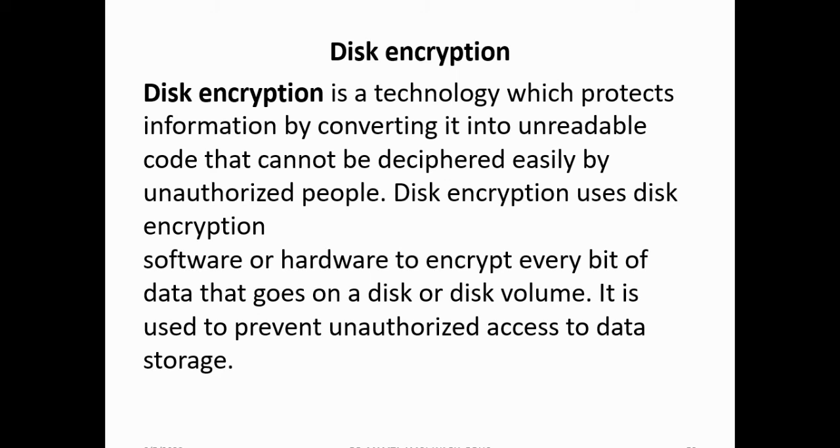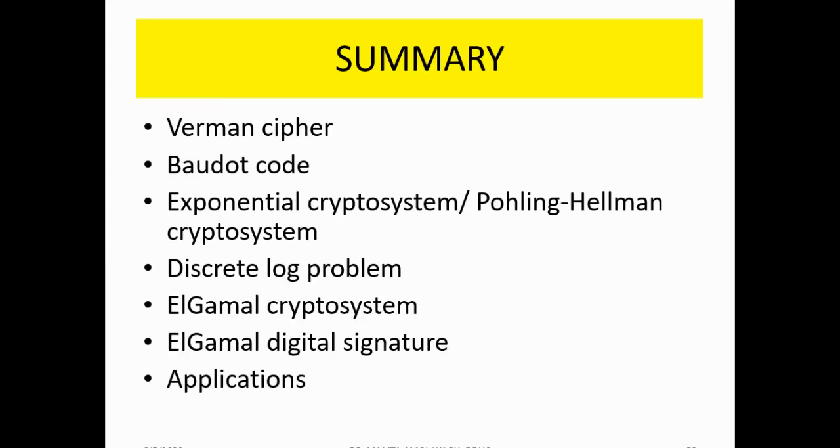Next is disk encryption. Like when you have a hard disk, with disk encryption you encrypt the whole data on your disk and nobody can see what you have saved in it. Disk encryption is a technology which protects information by converting it into unreadable code that cannot be deciphered easily by unauthorized people. Disk encryption uses software or hardware to encrypt every bit of data that goes on a disk or disk volume. It is used to prevent unauthorized access to your data storage.